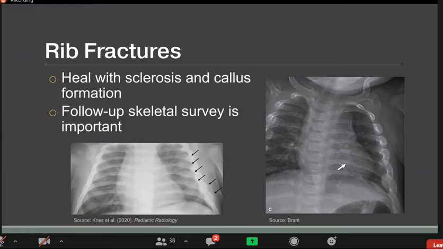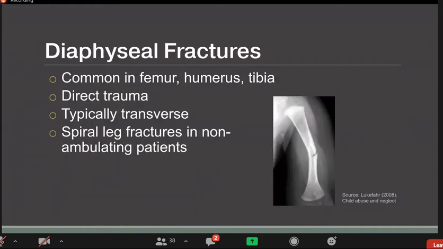So this emphasizes the importance of follow-up skeletal survey to see the callus formation and better identify these rib fractures. Diaphyseal fractures can also be seen in abused patients, and this would be common in the long bones, the femur, humerus, and tibia. This is usually resulting from direct trauma to the bone, resulting in a usually transverse fracture.